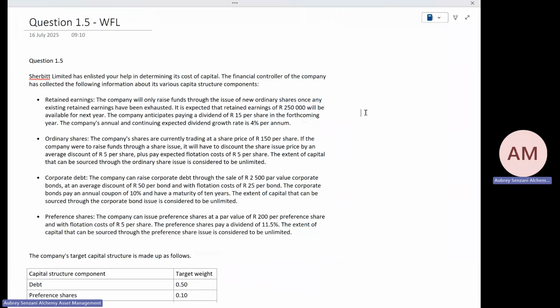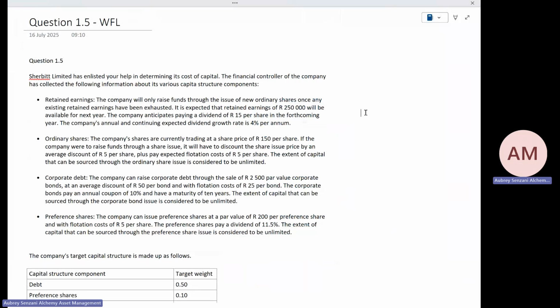It is expected that retained earnings of 250,000 will be available next year. Okay, so we already have 250,000 available next year. Okay, if we need more than that, that's when we're going to issue shares. The company anticipates paying a dividend of 15 Rand per share in the forthcoming year. The company's annual and continuing expected dividend growth rate is 4% per annum.